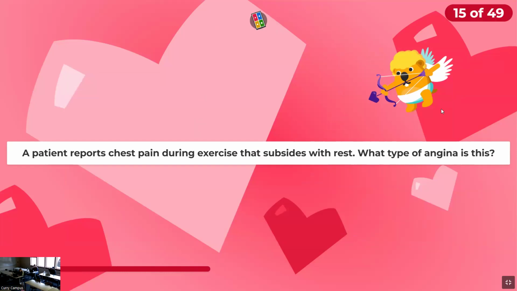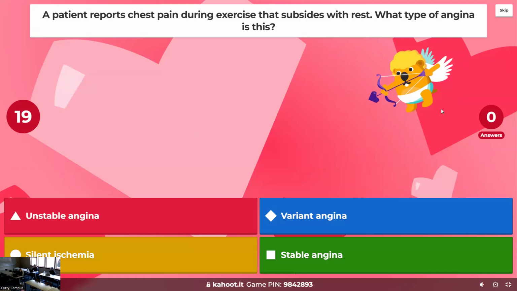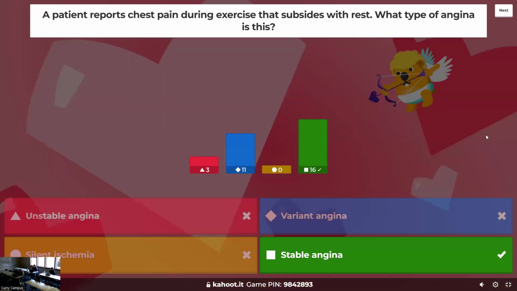A patient reports chest pain during exercise that subsides with rest. What type of angina is this? And the lower one is silent ischemia. Good. 16 got it right. Stable angina. And let's see, variant or Prinzmetal angina. But the correct answer is stable angina.